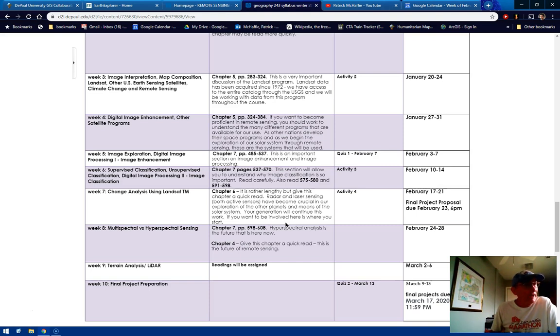So in weeks 5 and 6, and so in week 5, Chapter 7, page 485 to 537. This is an important section on image enhancement and image processing, okay? And then week 6, Chapter 7, 537 through 570. So there's almost 100 pages there in this chapter over these 2 weeks. And then there's more than 100 pages because I add some more at the end of this section. And again, I say in week 6, I say this section will allow you to understand why image classification is so important. Read carefully, and then also read these other two sections, okay?